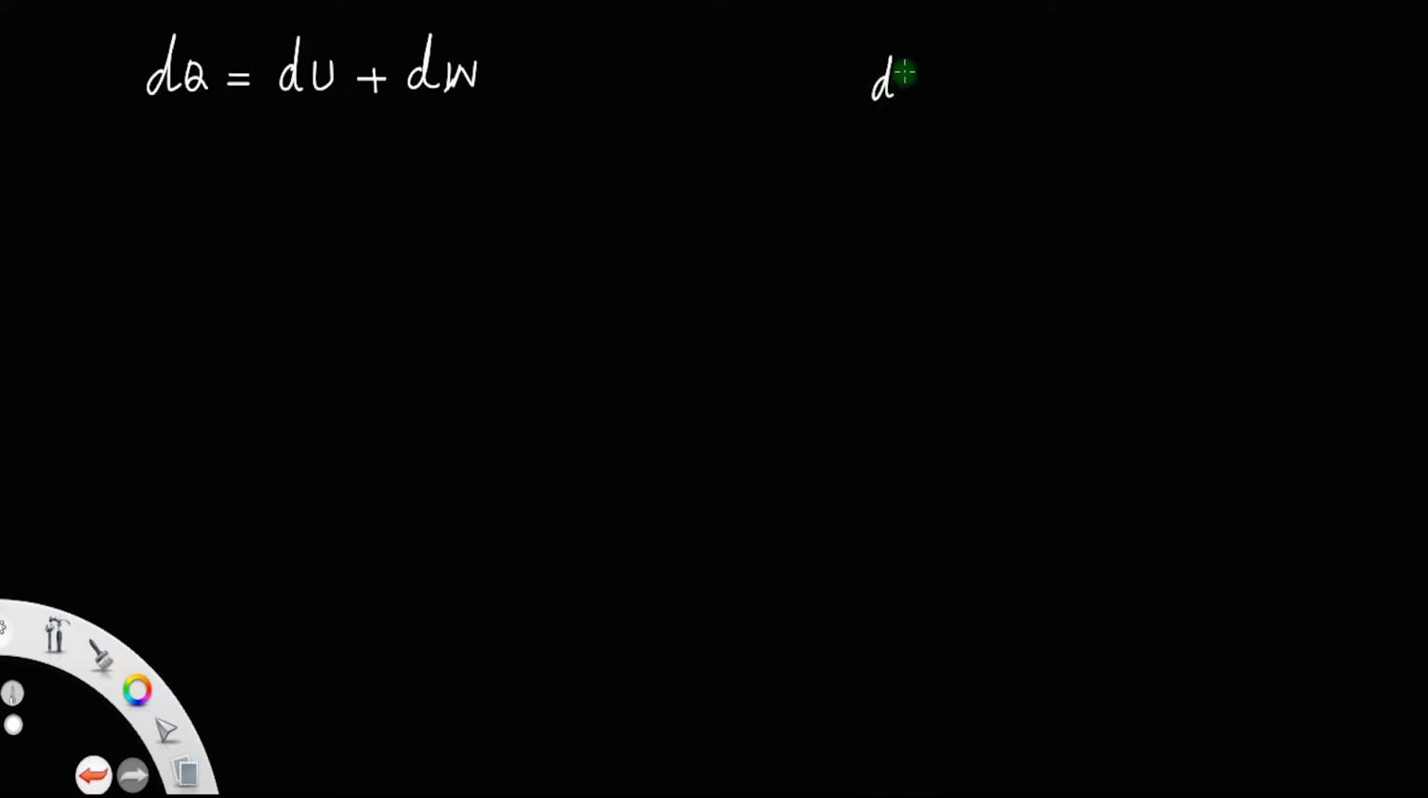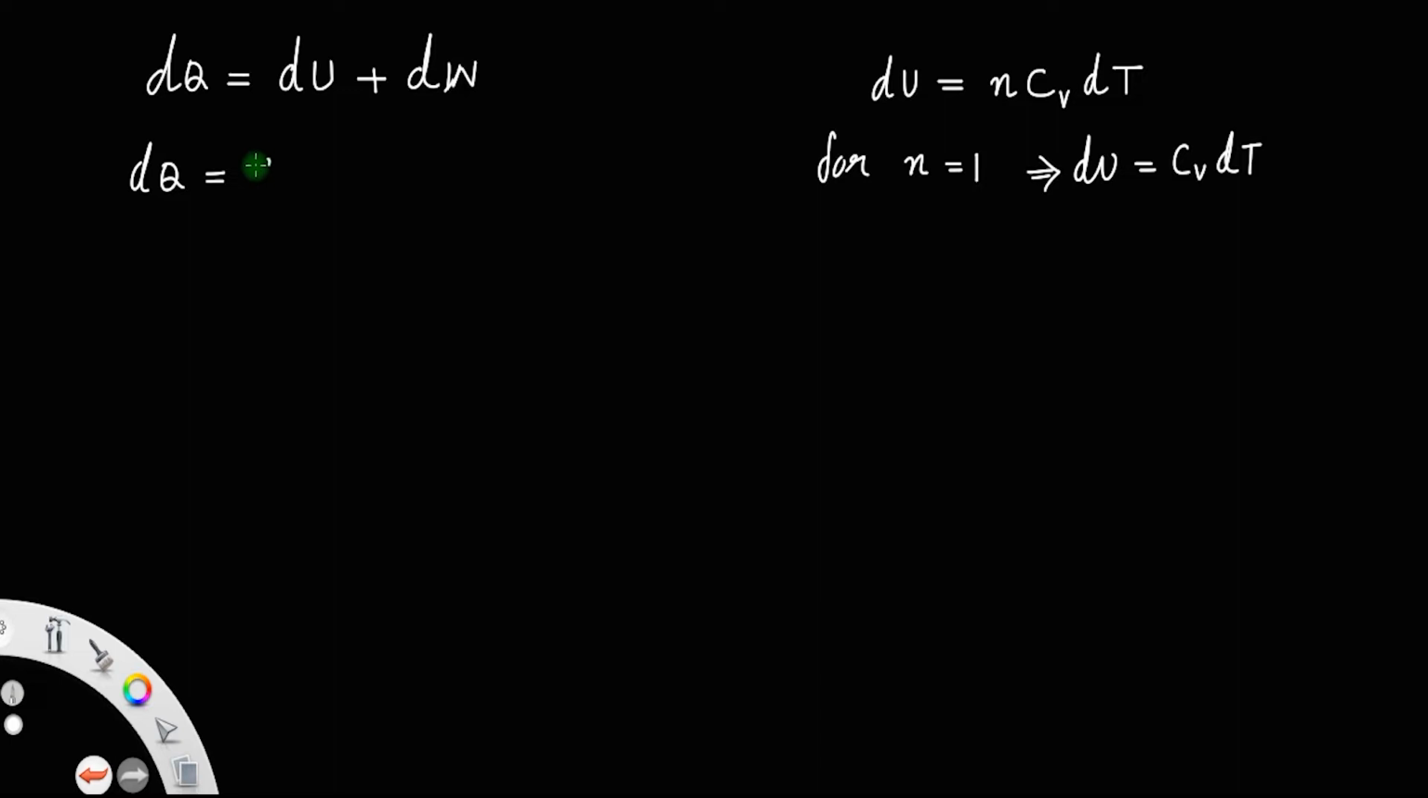But the increase in internal energy is always the number of moles times the molar specific heat capacity at constant volume times the rise in temperature. For 1 mole, n equal to 1, we have dU is equal to Cv dT. Let's substitute the value of dU in here. That is dQ is equal to Cv dT plus the work done, which will always be pressure times change in volume. Let's call this equation number 1.